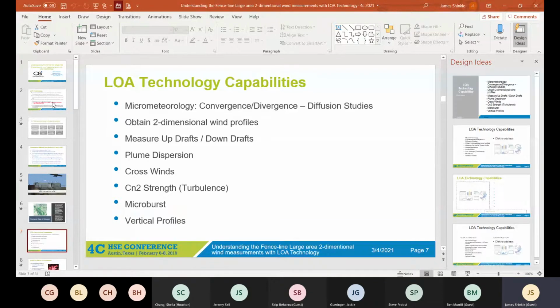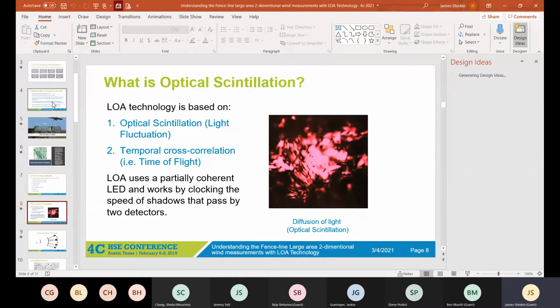Technical difficulties. Okay, so this just kind of talks about how we can do the crosswinds or plume dispersion modeling, measuring vertical profiles. It just kind of talks about the different capabilities you can use LOA for.